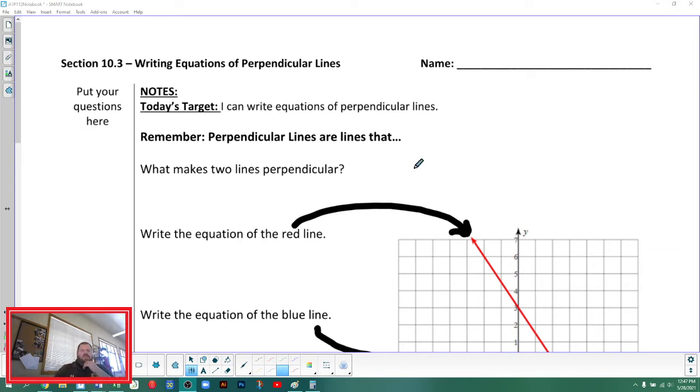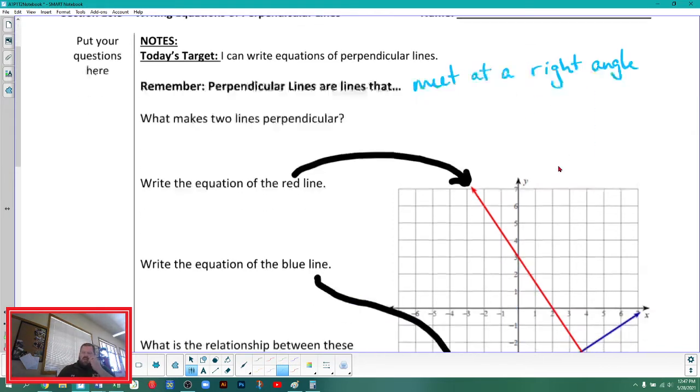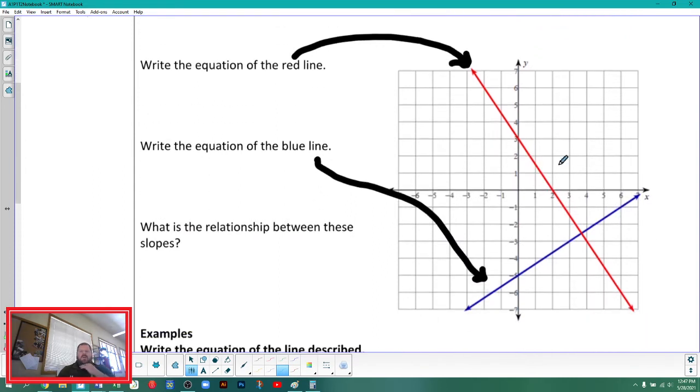And remember, perpendicular lines are lines that meet at a right angle. Okay, and so the question we're trying to answer today is what makes two lines perpendicular. We kind of have a thought from yesterday that it might be something to do with the slope. But let's look at an example and try to figure out what has to be true about the slopes.